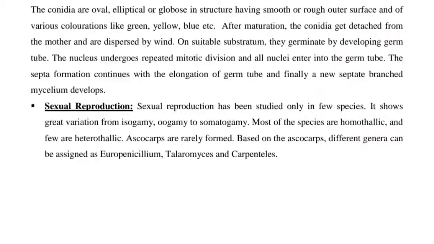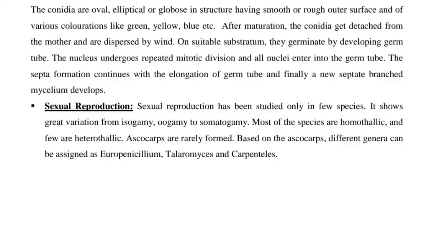The conidia are oval, elliptical or globose in structure having smooth or rough outer surface and of various colorations like green, yellow, blue etc. After maturation, the conidia get detached from the mother and are dispersed by wind. On suitable substratum, they germinate by developing a germ tube. The nucleus undergoes repeated mitotic division and all nuclei enter into the germ tube. The septa formation continues with the elongation of the germ tube and finally a new septate branched mycelium develops.